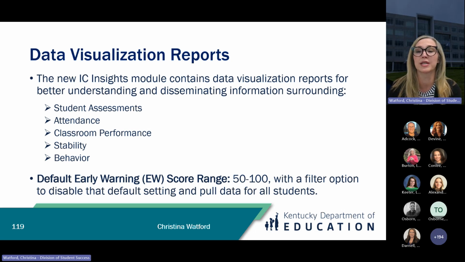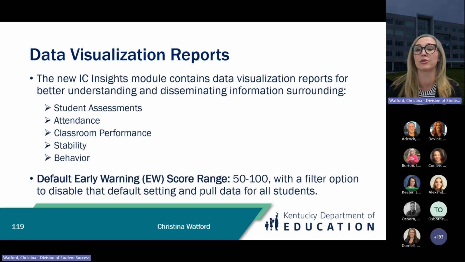Originally, this tool was designed to be a companion tool with the early warning tool. So if you are familiar at all with the early warning tool, then you will understand that there is a score range that every student is assigned to in certain categories. Initially, all of the reports were designed to filter only for students who had an early warning score between 50 and 100. The tool now allows you to set a filter and to customize and disable that particular feature if you want to pull data for all of the students in your building.